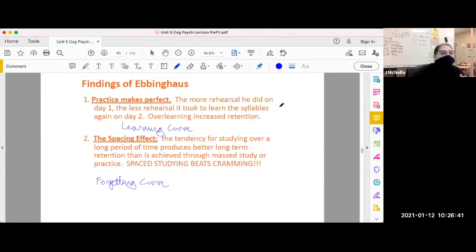Okay, so here are some of the results from his findings. Number one, practice is the best way to retain information. You need to rehearse over and over and over again. The more you rehearse, the longer it stays in your memory. Overlearning something increases your retention of that information.